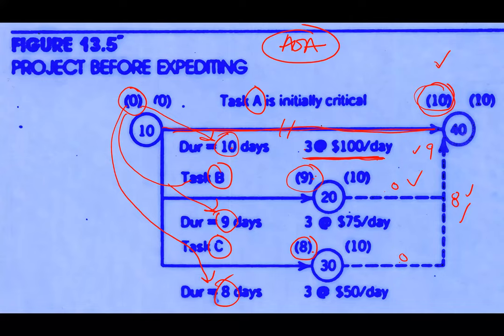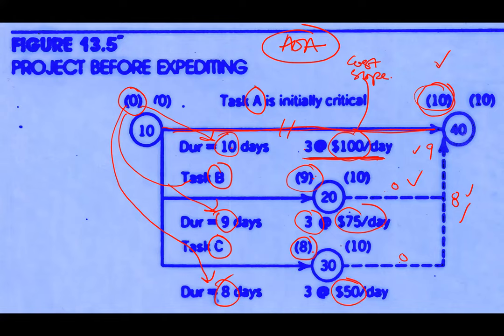And each day will cost around $100. This is what we call cost slope. Cost slope is there for each activity. You just indicate that. So similarly for activity B, 3 days is the given one, and then the cost is slightly less, 75 ringgit. And then activity C also 3 days at 50 ringgit.